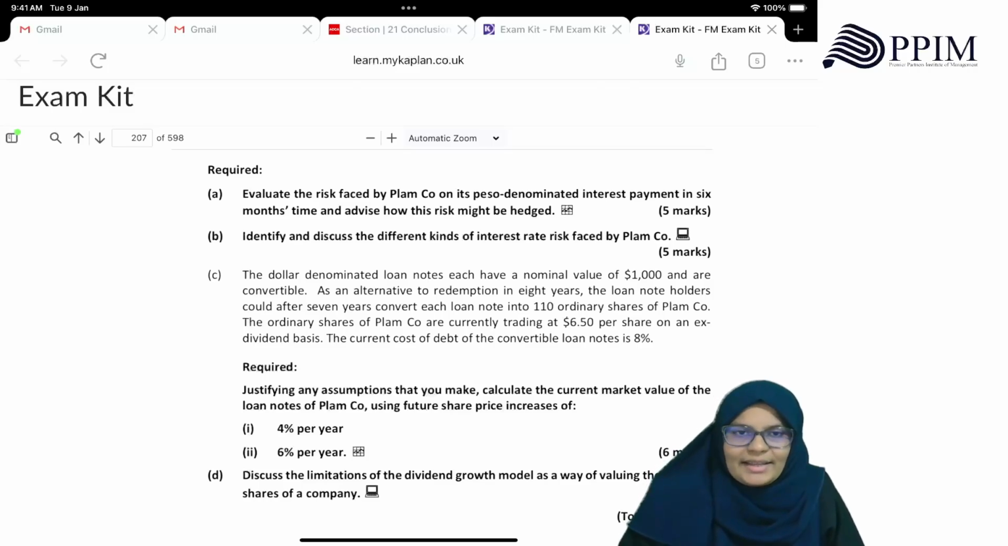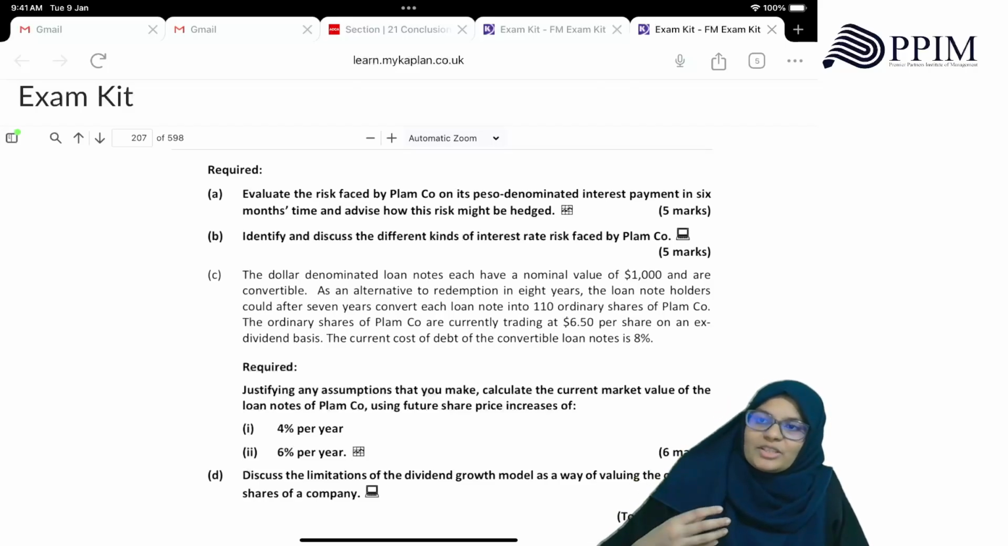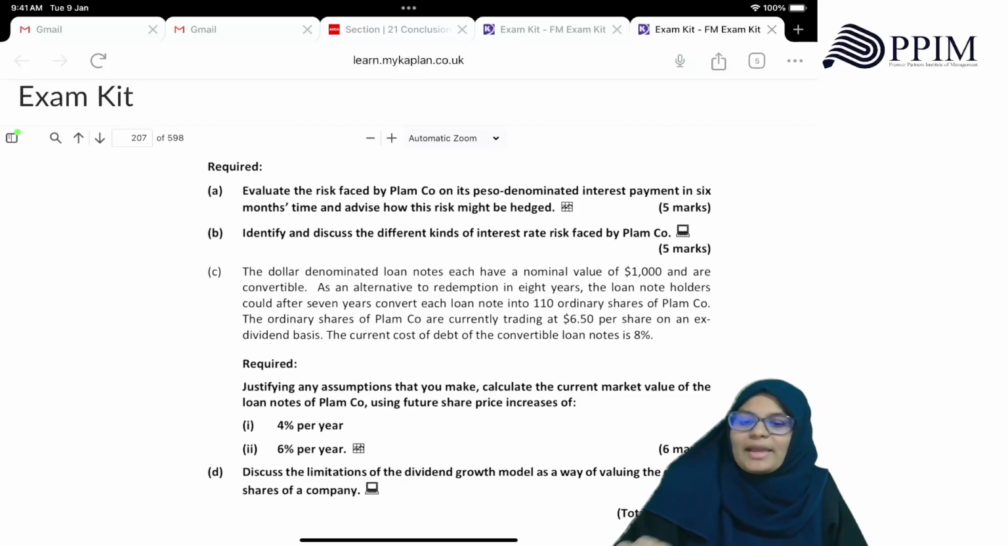You can either redeem. If you redeem, you will redeem at 1000. That's it. Or you can convert, meaning instead of taking the cash for the loan note, you can ask for shares. But when will you ask for shares? Only if the amount that you get from the shares is more than the amount of redemption. The amount that you get from the shares is determined by the share price.